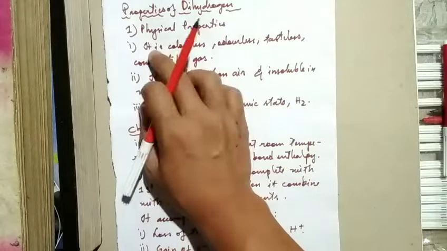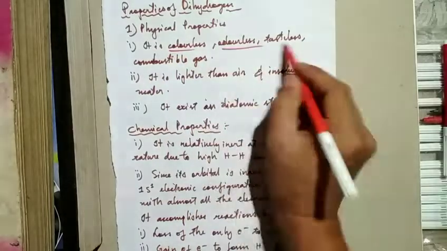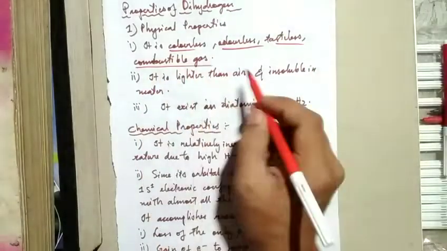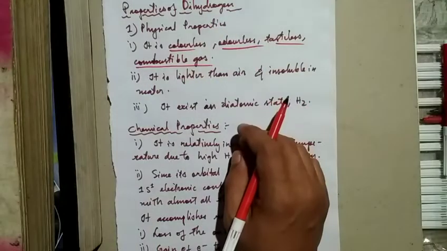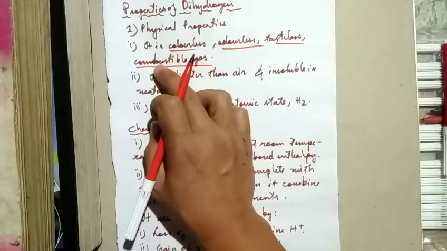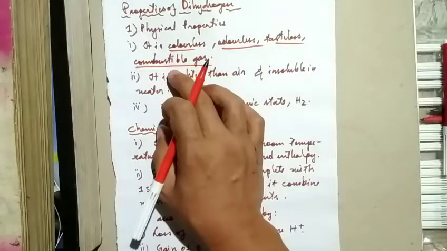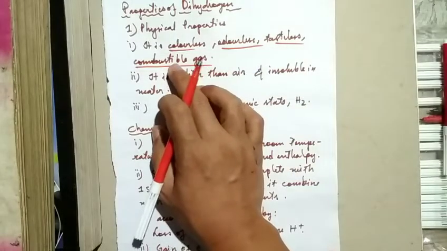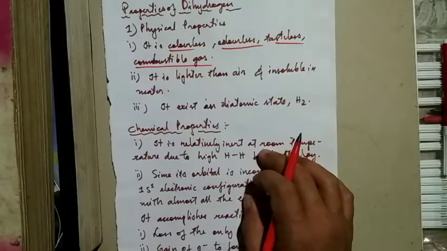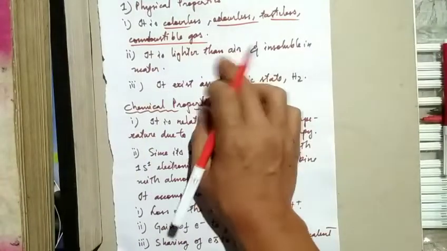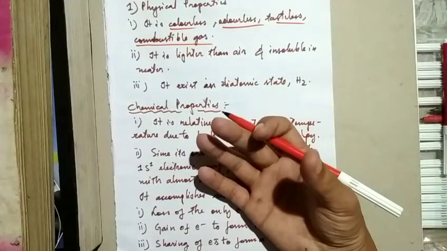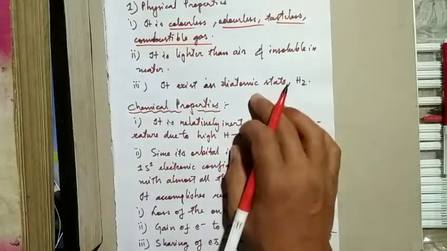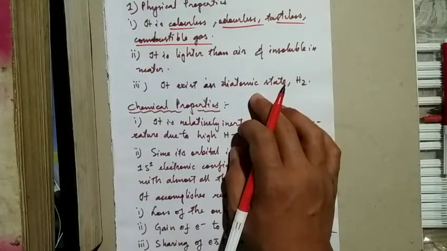First of all, it is a colorless, odorless, tasteless, combustible gas. This dihydrogen is a gas which is colorless, odorless, tasteless, and combustible. Combustible means it can burn. It is lighter than air and insoluble in water.